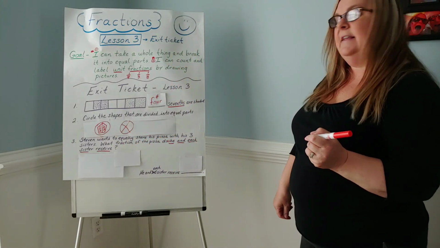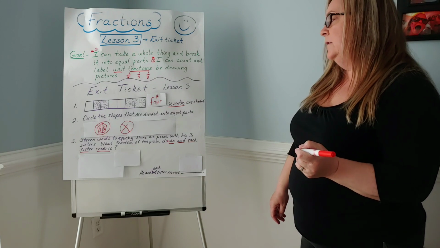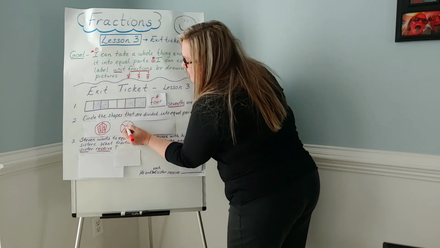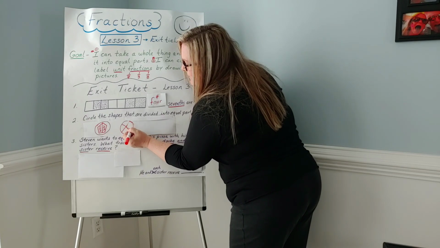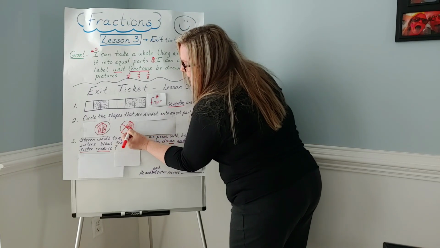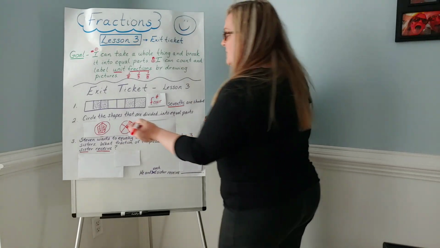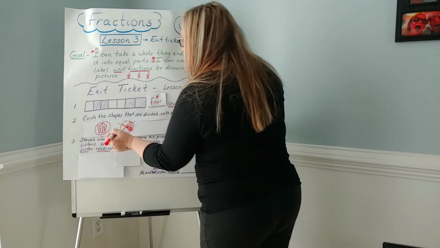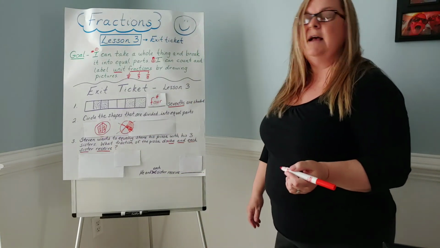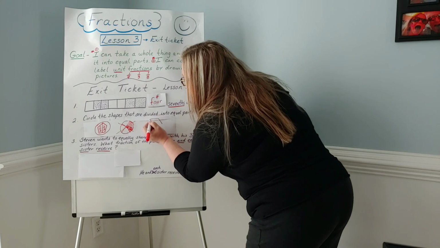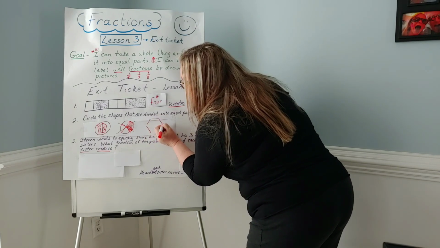Okay, does that look like that circle is divided into 4 equal parts? No, look at this guy right here. He's way bigger, right, than that guy. That's not equal, is it? Nope, so we're going to slash that trash. We're going to get rid of that guy. We don't want to circle him. He's not divided into equal parts. And then the last shape is going to be a hexagon.